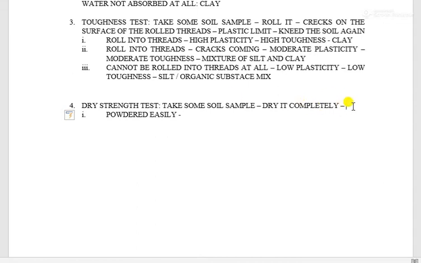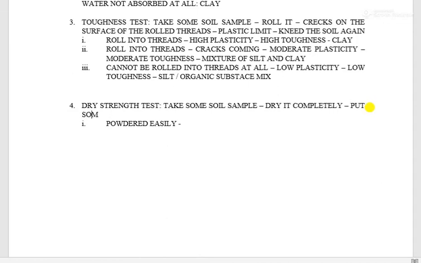That means after drying it completely, you have to put some pressure with your finger. If the soil is powdered easily, then the soil is of low dry strength.